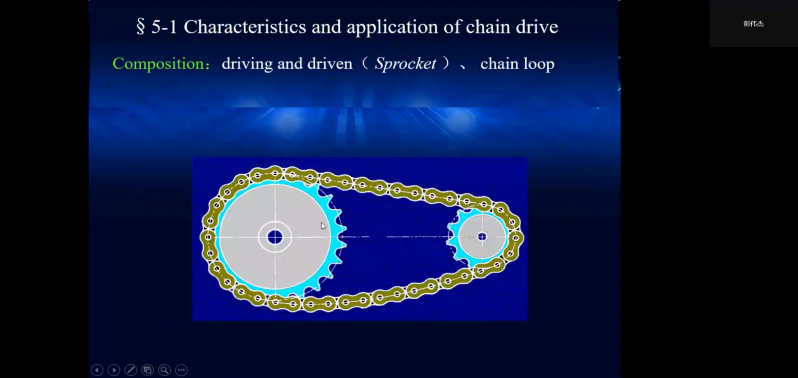Chain drives combine some features of belt drives and gear drives. A chain drive consists of a driving sprocket, a driven sprocket, and a chain loop. When transmitting power, the chain engages with two wheels, which produce the same direction turning between parallel shafts.